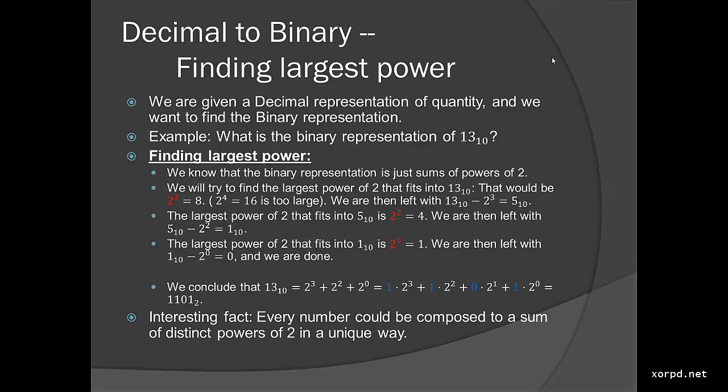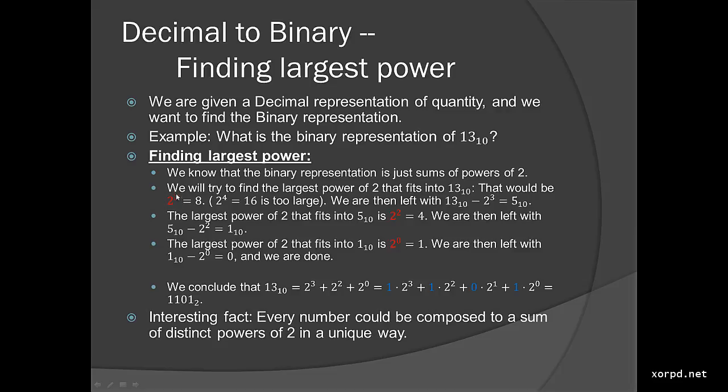Well, we could just try a few and find out pretty quickly that the last one is 2 to the third, which is 8. Okay, because the next one is just too large. So we could take this quantity out of 13 and we are left with 5. Now we keep doing it again. We look for the largest power of 2 that fits into 5. And this is 2 to the 2, which is 4. We then subtract this number from 5 and we are left with 5 minus 4, which is 1. And lastly, the largest power of 2 that fits into 1 is just 2 to the 0, which is 1. And then we are left with nothing. And we are done.